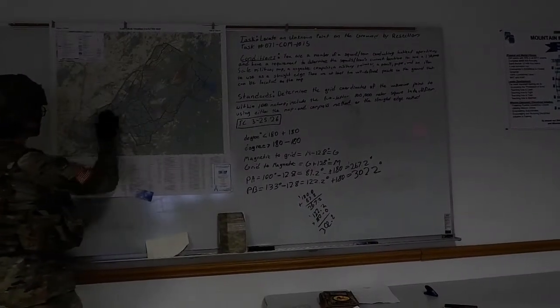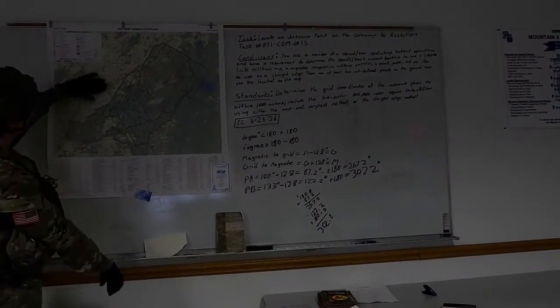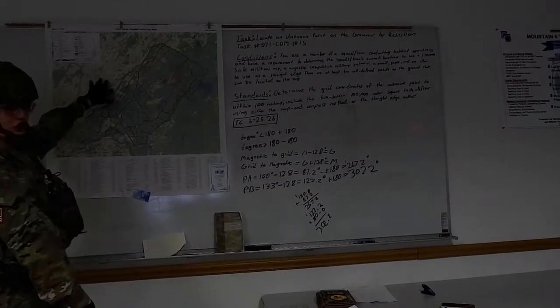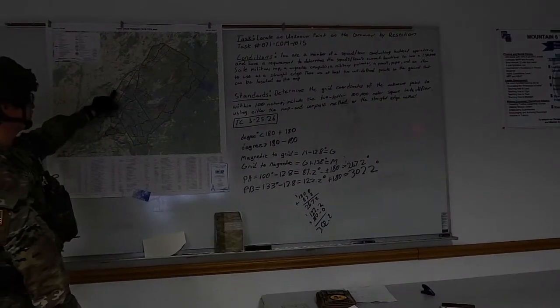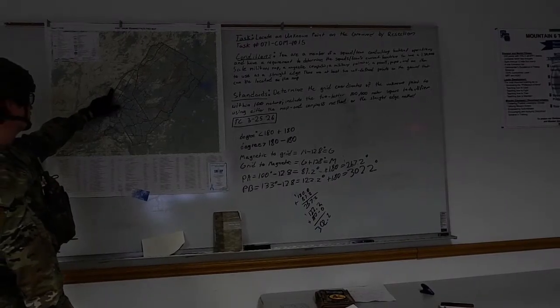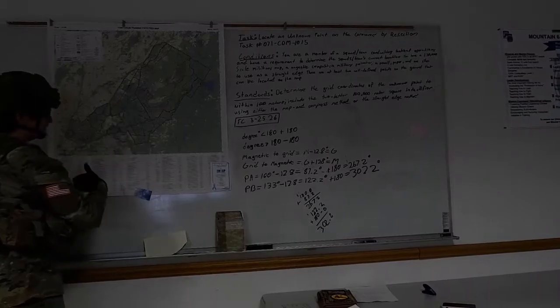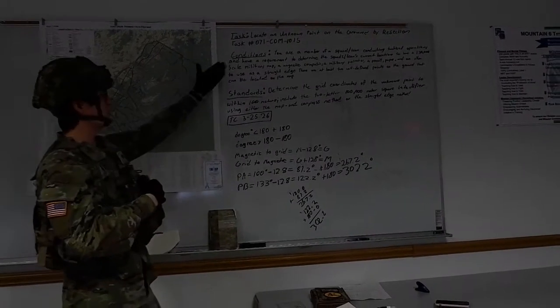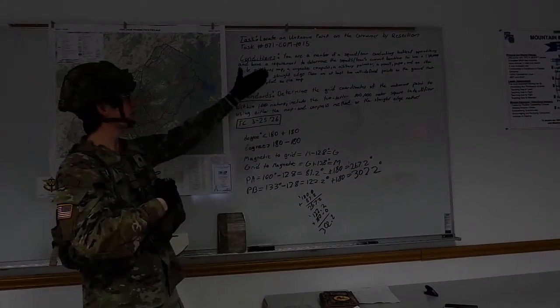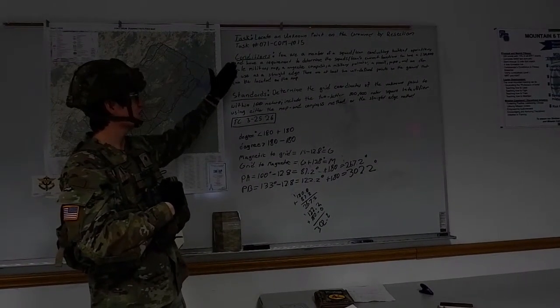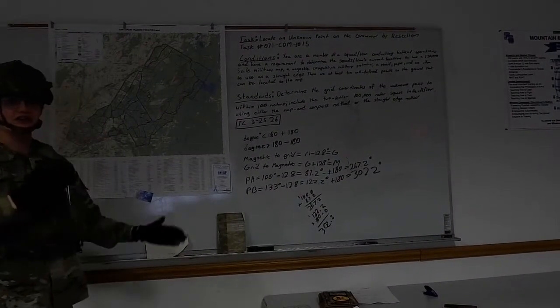After, you will see the two lines have an intersection. And that intersection will be your current location. And then from there, you can find your coordinates as close as you possibly want. And that's how you find an unknown point on the ground by resection according to task number 071-Charlie-0-Mike-1015. Do you have any questions, class?